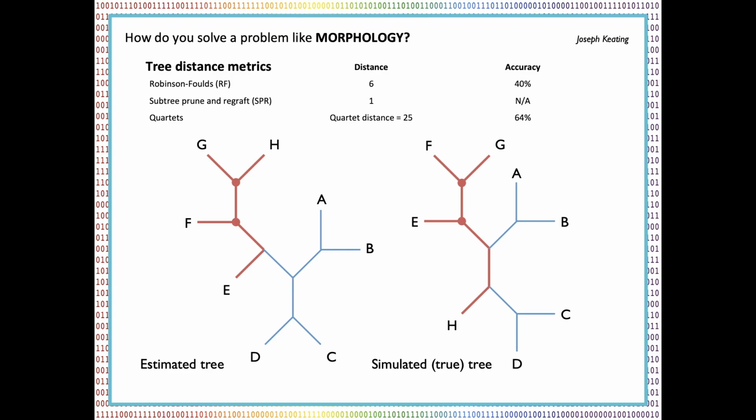Note that quartets and Robinson-Foulds metrics yield very different accuracy scores. This is because the Robinson-Foulds metric is especially sensitive to rogue taxa. A single branch that is resolved differently in two trees can result in a large Robinson-Foulds distance. The quartet metric, on the other hand, is less biased by rogue taxa.